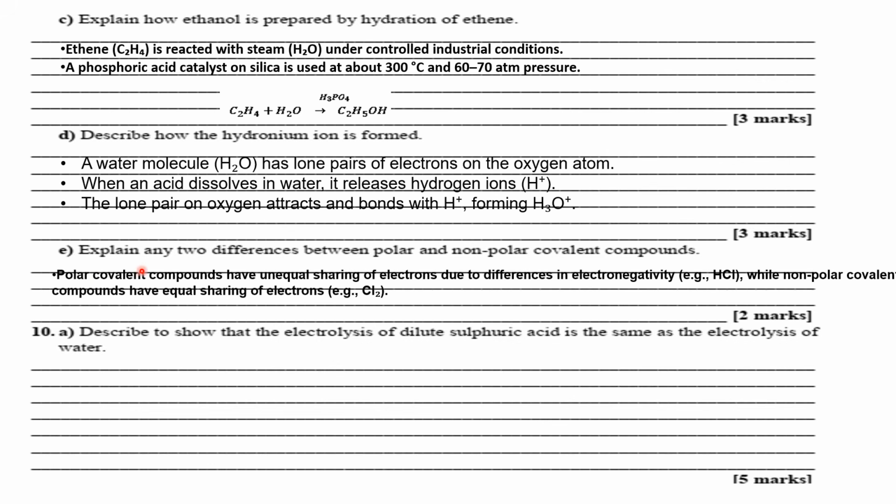Welcome, learners. Explain any two differences between polar and nonpolar covalent compounds. A polar covalent compound has an unequal sharing of electrons due to differences in electronegativity, for example, in hydrogen chloride, while a nonpolar covalent compound has equal sharing of electrons, for example, chlorine. 2 marks.